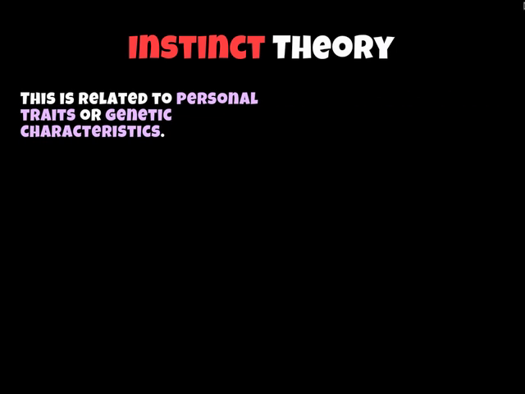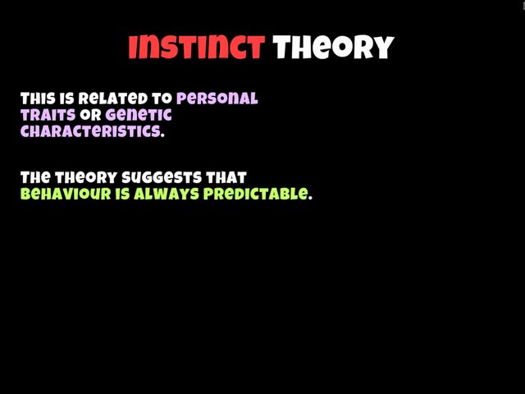Instinct theory is one of the two most basic theories because it's a little bit like trait theory when we're talking about personality, so the concepts sort of overlap a little bit. And in terms of instinct theory, it's related to our own personal traits or genetic characteristics. So it's this idea that aggression has passed down through our genetics to become part of our overall makeup or characteristic. And therefore, instinct theory suggests that your behaviour is always predictable.